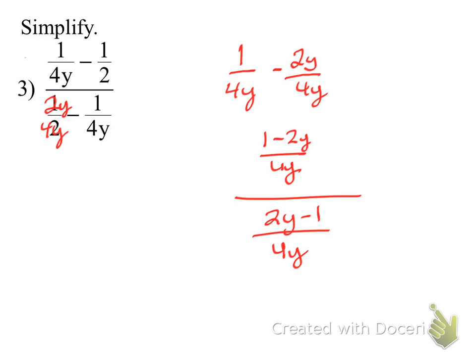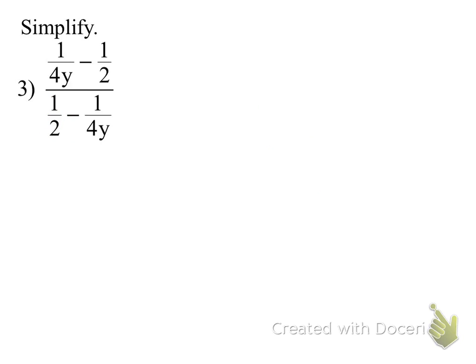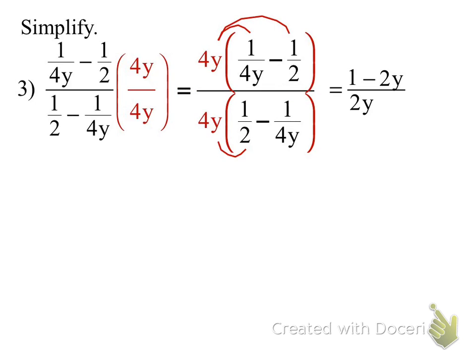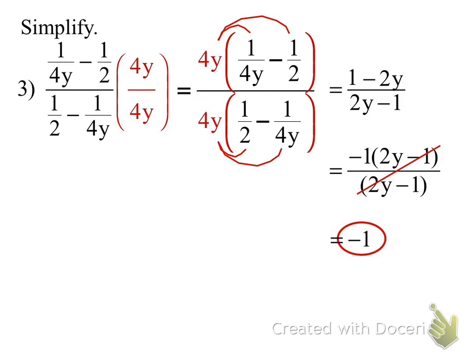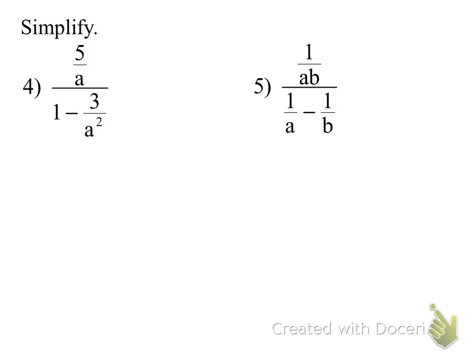Find the common denominator, cross cancel in all three, or all four parts. Okay? Okay, let's try 2 more. Pause the recording and do 4 and 5.